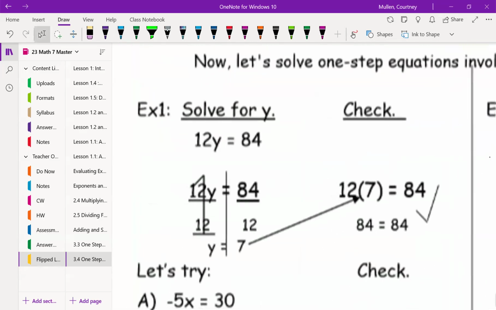So let's take a look at our first example. Solve for y. So we have 12y equals 84. Because the 12 is right next to the y, they are being multiplied together. So the inverse of multiplication is division. So we are going to divide both sides by 12. 12y divided by 12 is y, or 1y, and 84 divided by 12 is 7. Then we'll rewrite our original, substitute our solution, and do our check.